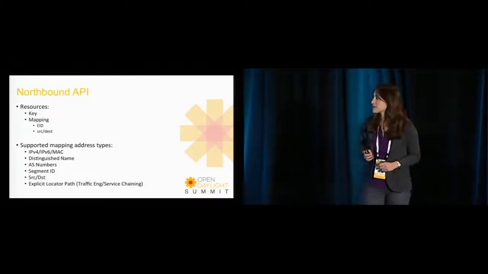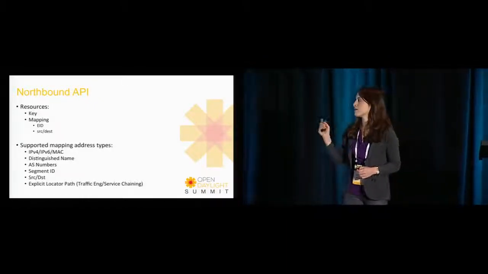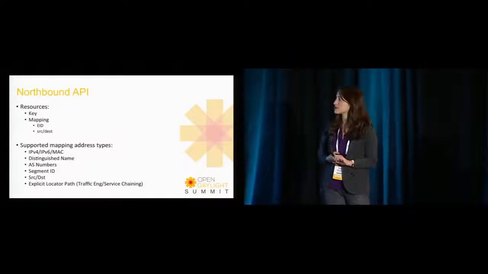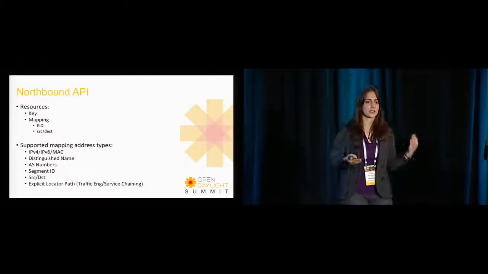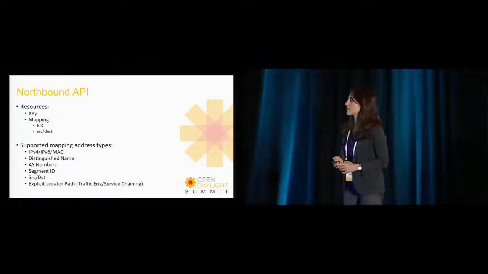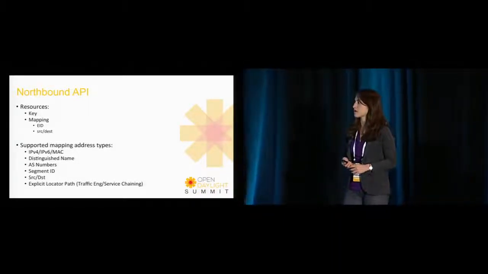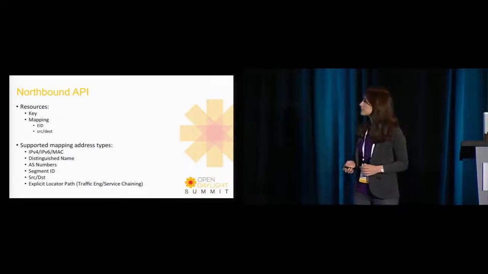Okay, so going back to the address types. We have IPv4, IPv6, and MAC addresses supported. We have distinguished name, AS numbers, segment ID, which is the multi-tenancy or tunnel key equivalent, the source-destination type as we discussed, and then the explicit locator path, or traffic engineering policy.